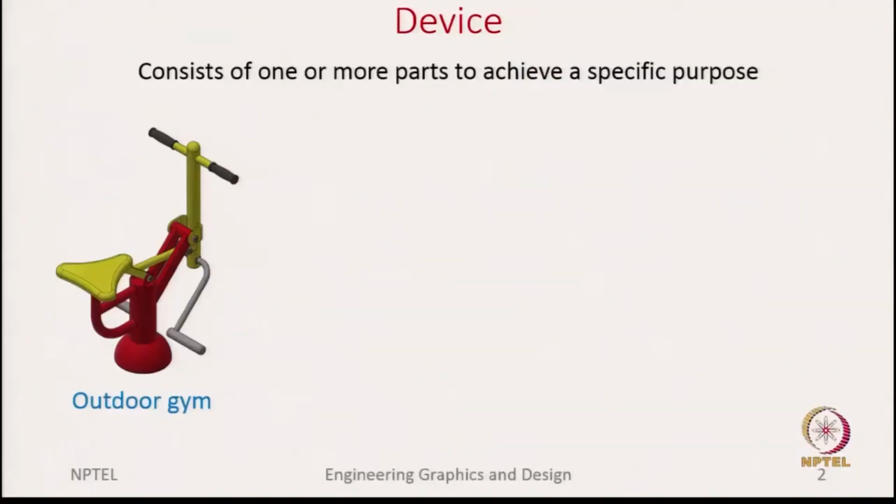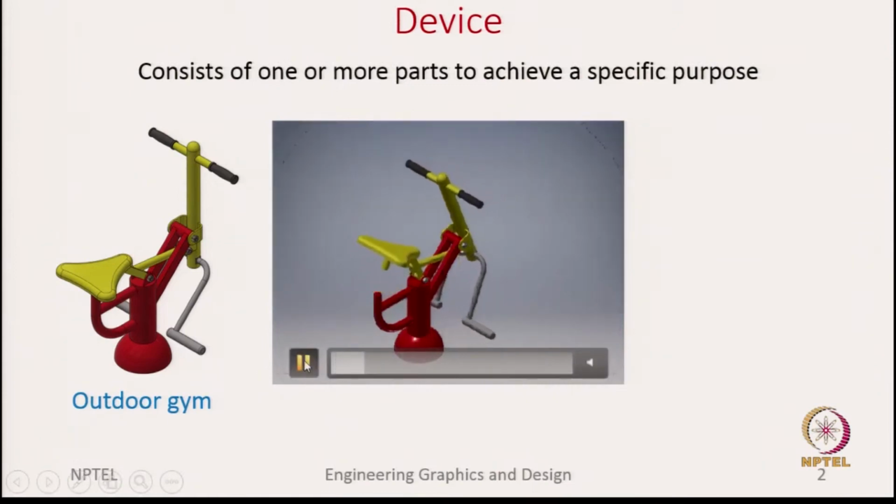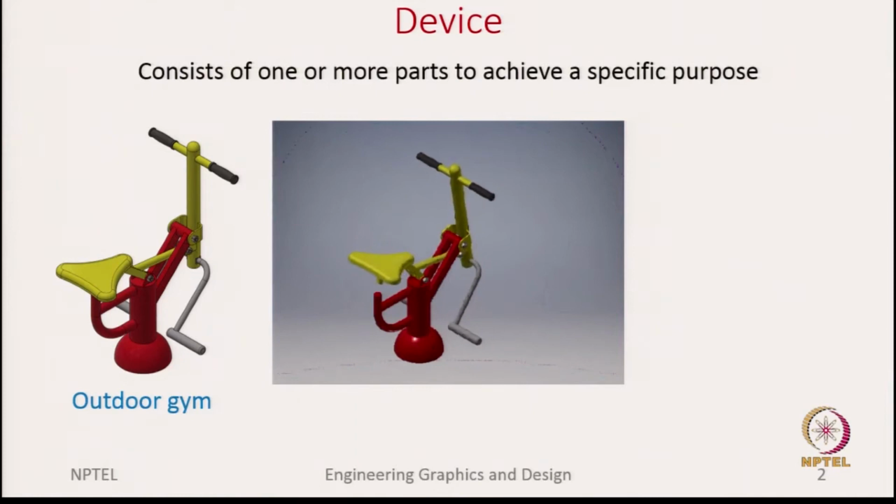So, here are two examples of those devices. One is an outdoor gym. Most likely you should have seen these in parks. Essentially what it does is, using arms and legs, you can lift your own weight. So, to give clarity, I have an animation. As you can see, once you are pulling the handlebar closer to you, the seat rises, or the person sitting on it is raised up.